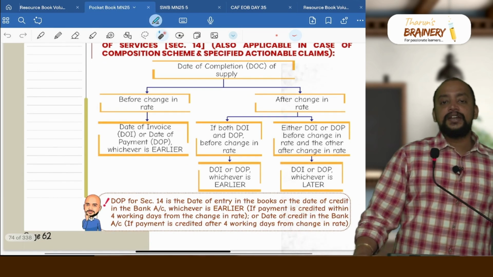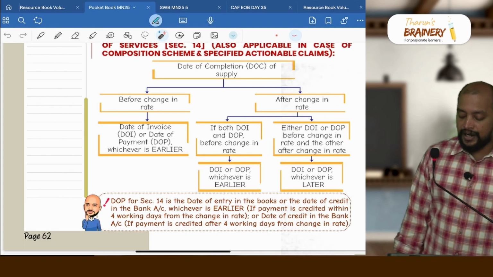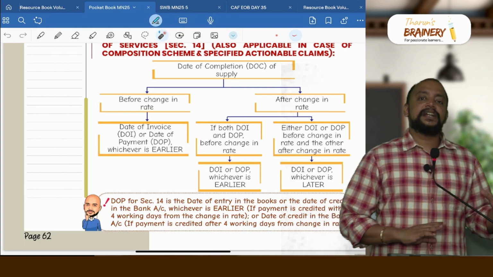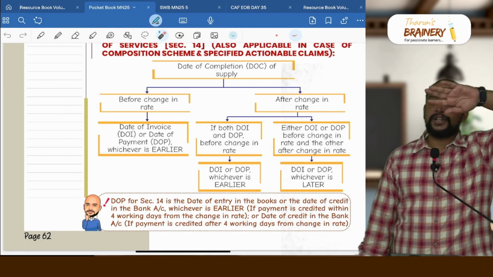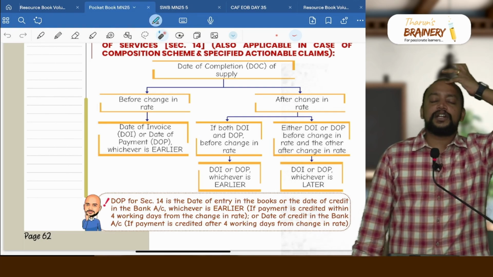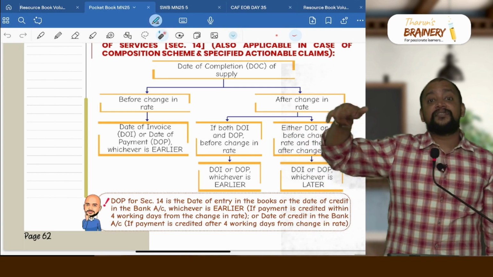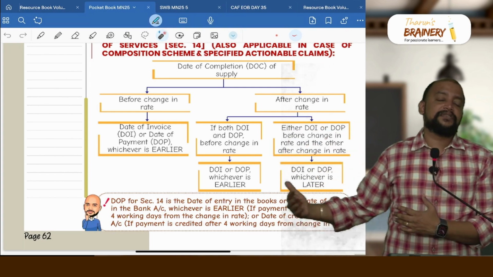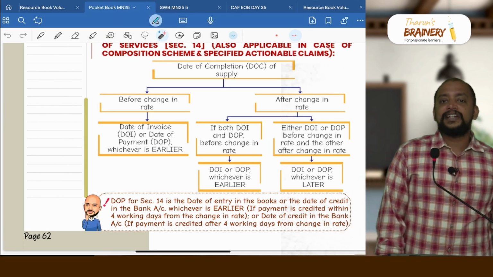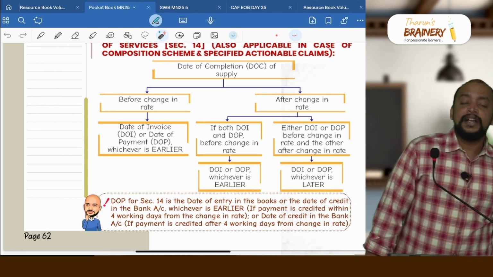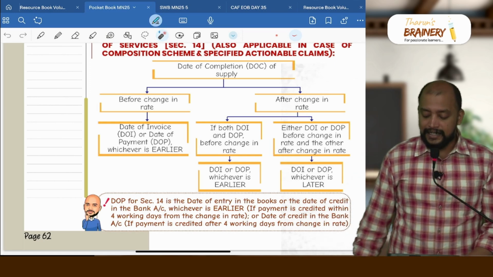First we need to see whether completion is before change in rate. If the completion is before change in rate, then we need to take invoice date or payment date, whichever is earlier. Simple, one point only. If the completion is before change in rate, invoice date or payment date, whichever is earlier, will be the time of supply. If the date of completion is after change in rate, check whether both invoice and payment are before change in rate. Yes, then whichever is earlier, invoice or payment. Suppose one is before and one is after, then it will be whichever is later.